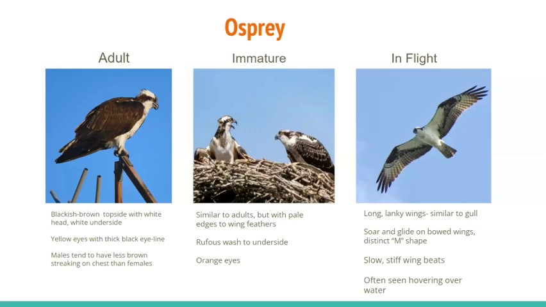So if you see a flying M, then your options should definitely include an osprey, especially if you're near a body of water. They tend to have very slow, stiff wing beats, and they're another species that we will see hovering over bodies of water.